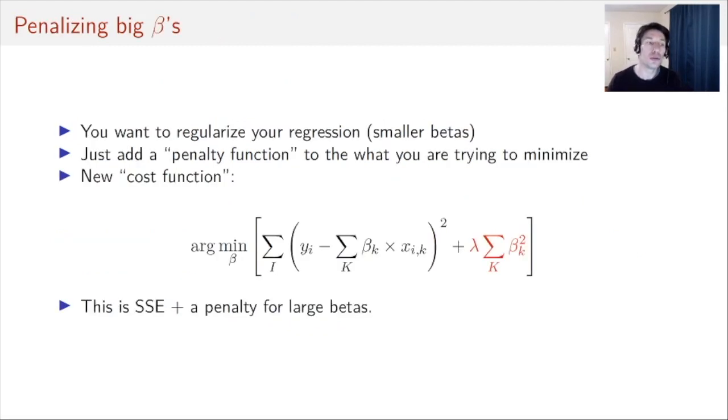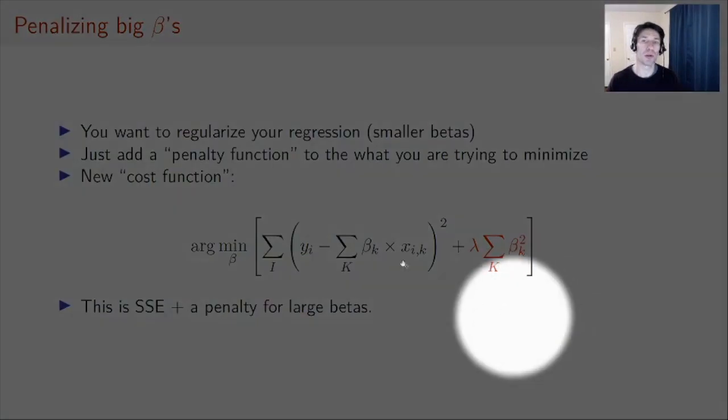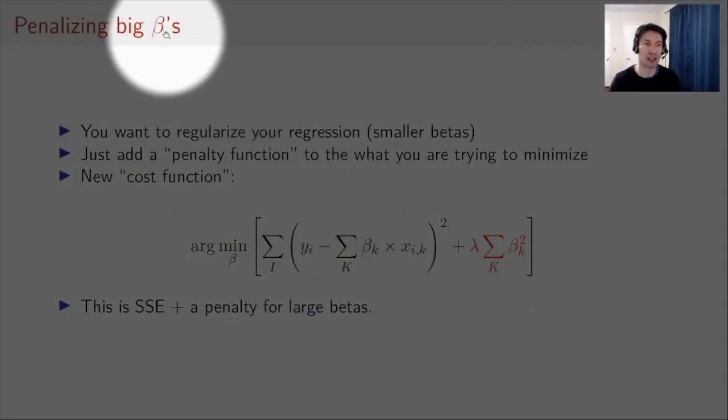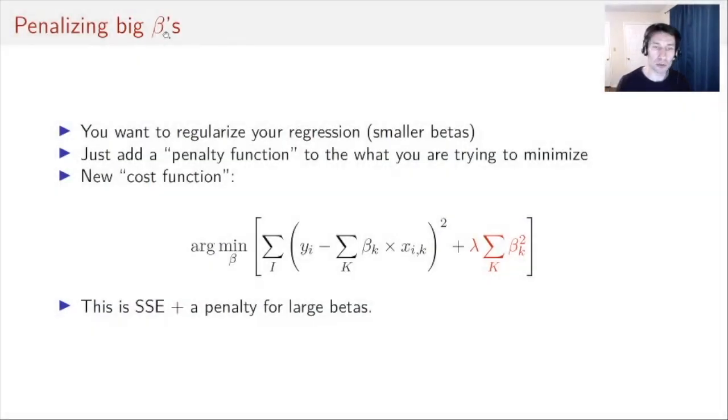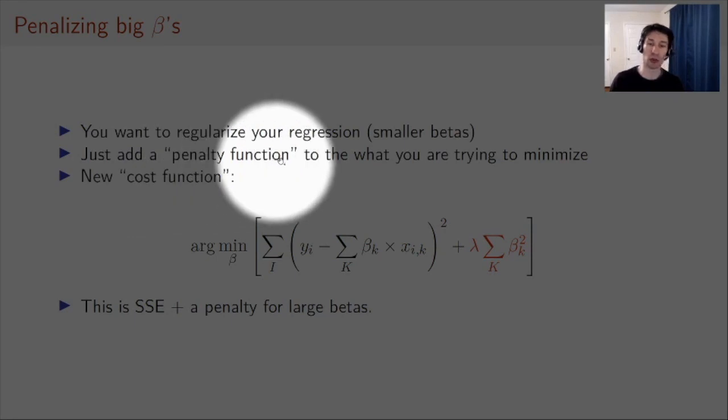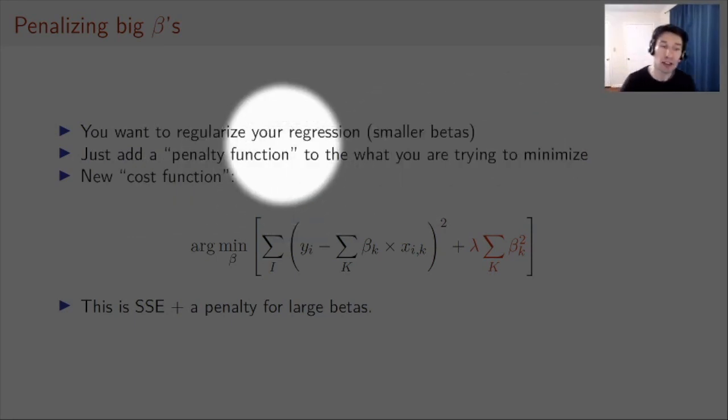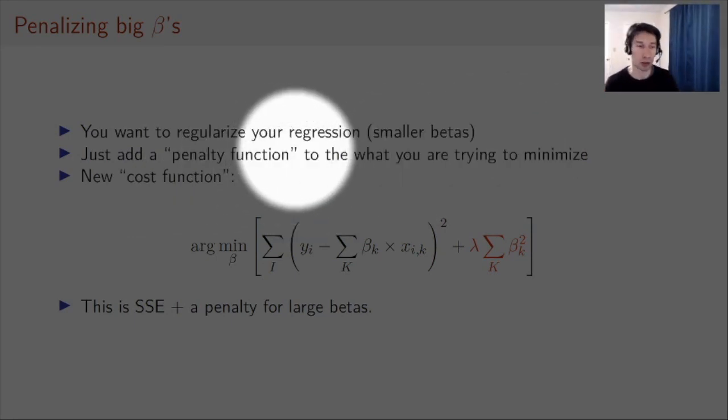So how do you regularize your regression? Well, what you want to do is penalize the big betas. You want your betas to be a little bit smaller. You want to tilt those slopes just a little bit, like we saw in the graphics earlier. So how do you do that? You add a penalty function to your cost function. You add a penalty function to your sum of squared errors.